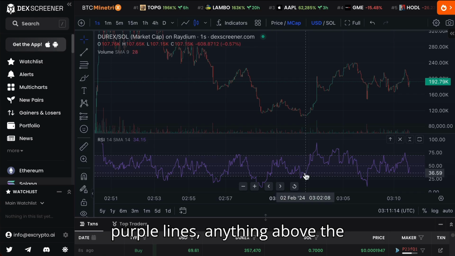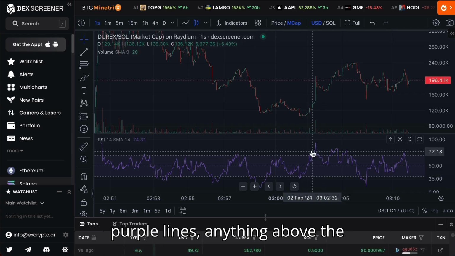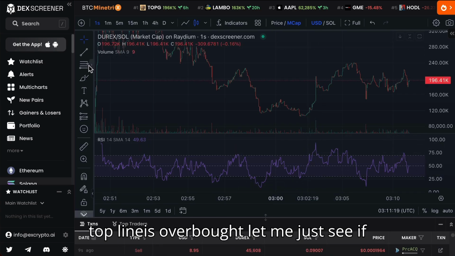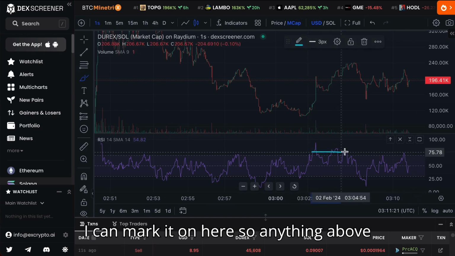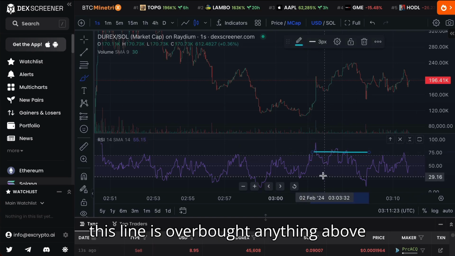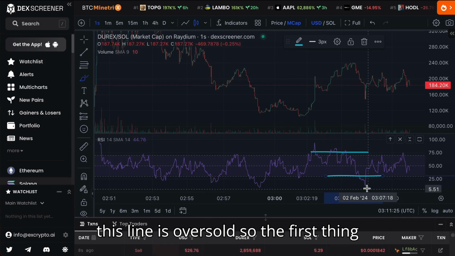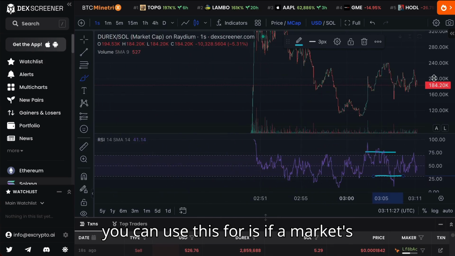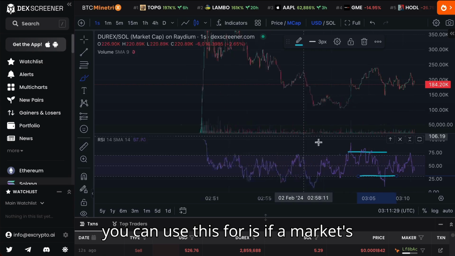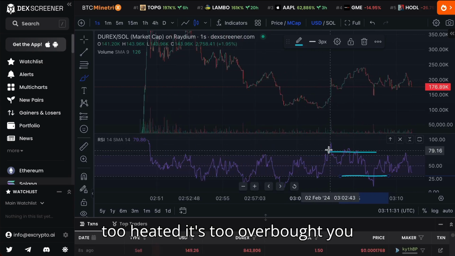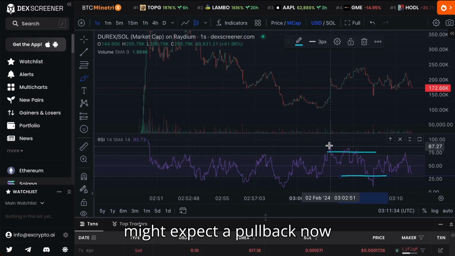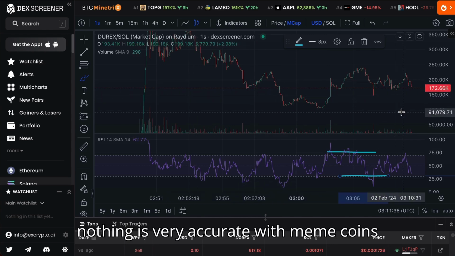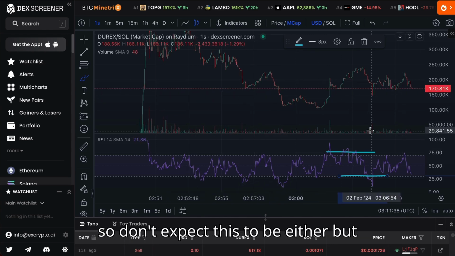So between these purple lines, anything above the top line is overbought. Let me just see if I can mark it on here. So anything above this line is overbought. Anything below this line is oversold. So the first thing you can use this for is if a market's too heated, it's too overbought, you might expect a pullback. Now, nothing is very accurate with meme coins, so don't expect this to be either.